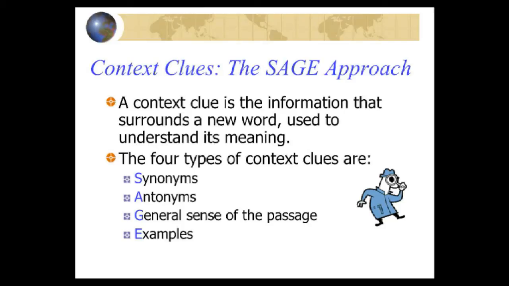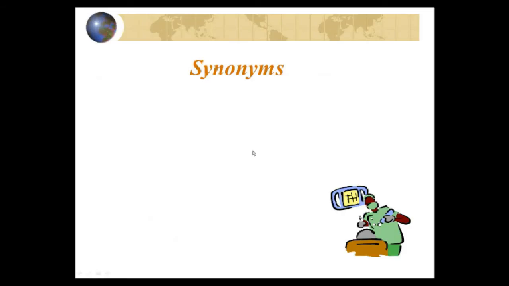There are 4 types of context clues, and as you can see right here, we call this the SAGE method. Within this first part of context clues, we're only going to go over the first 2. We're going to go over synonyms and antonyms, and in the second part we'll cover general sense and examples. So to start out, the first type of context clue is a synonym.